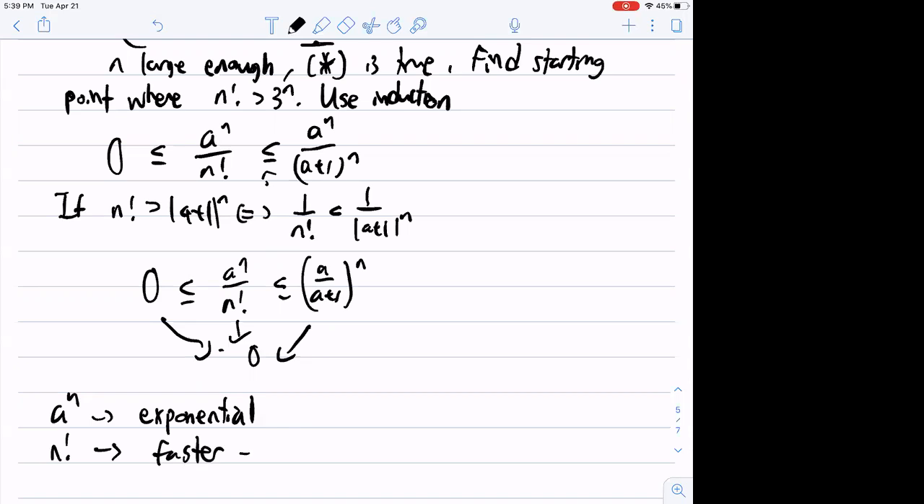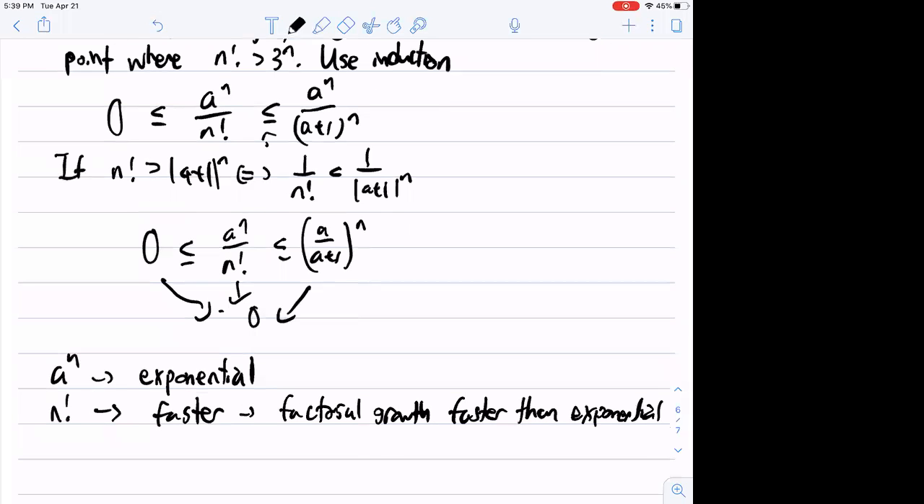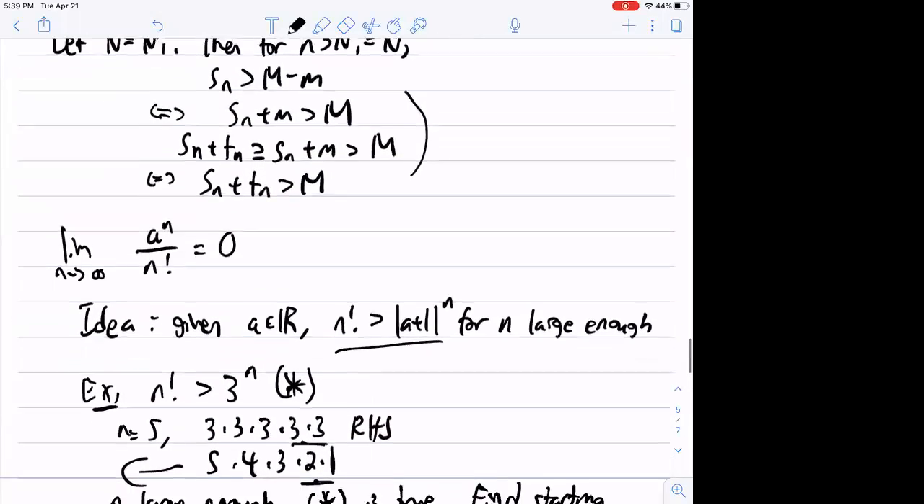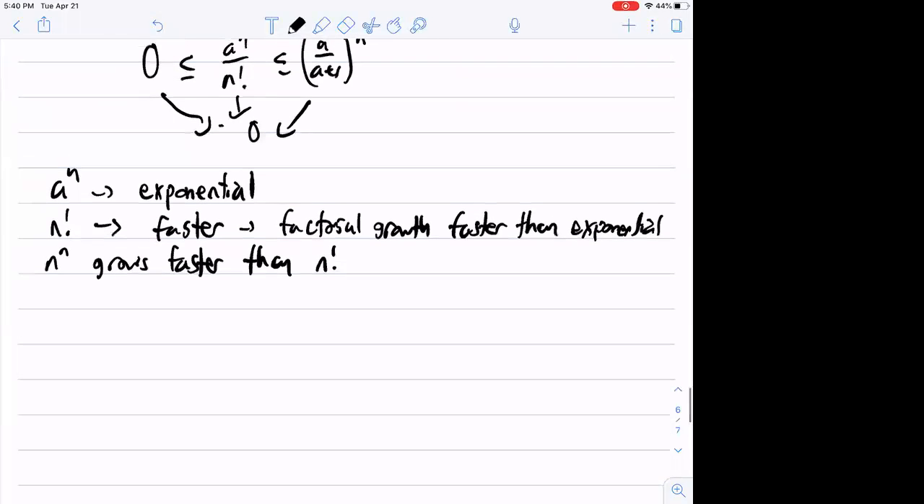So factorial growth is faster than exponential. For people who are interested in how functions grow, the next step is n to the n. n to the n grows faster than n factorial, but I'll let you think about that. The proof is actually not easier than the one I just did. But yeah. Okay, actually, that's all I have for today.